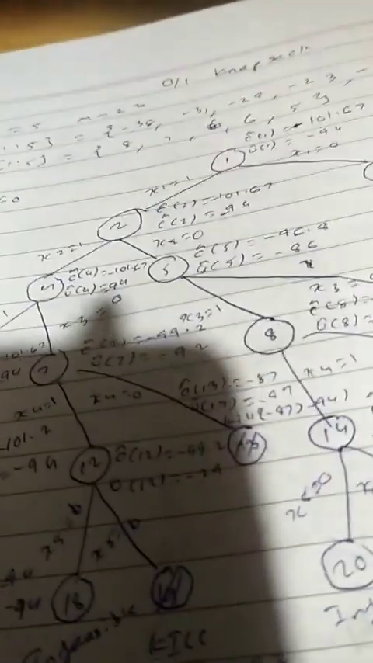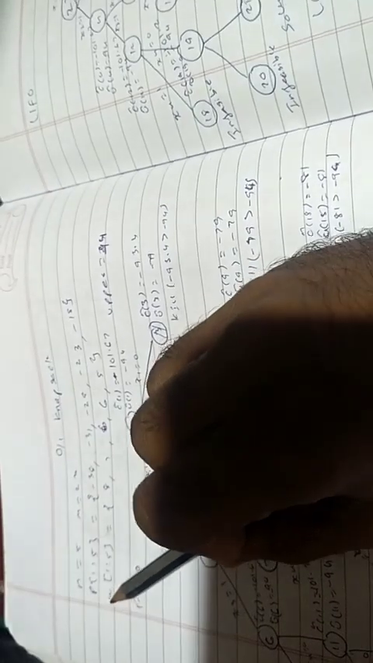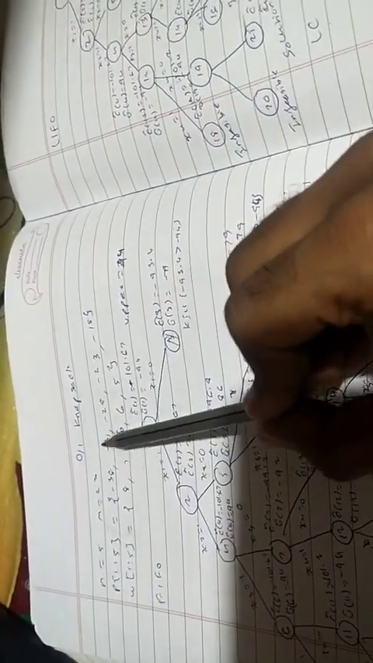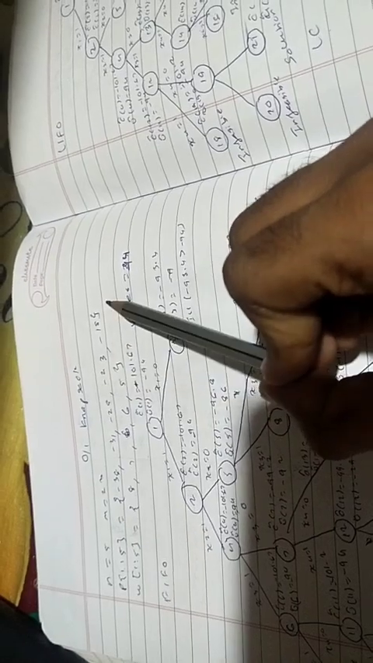So first of all, the knapsack problem. You know what the knapsack problem is basically, right? So it has n equals 5, m equals 23. N is basically the number of items, that is number of nodes. So 1, 2, 3, 4, 5.